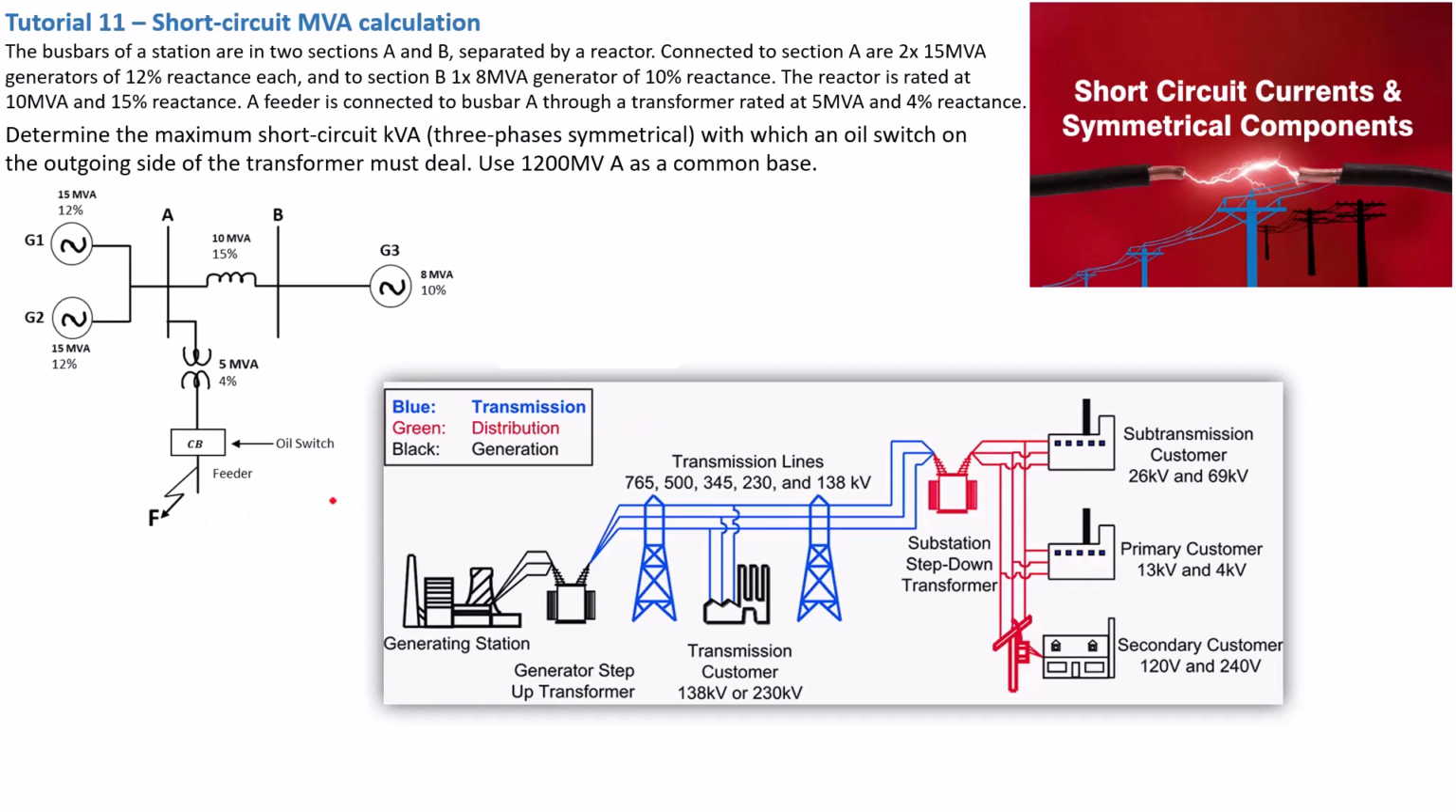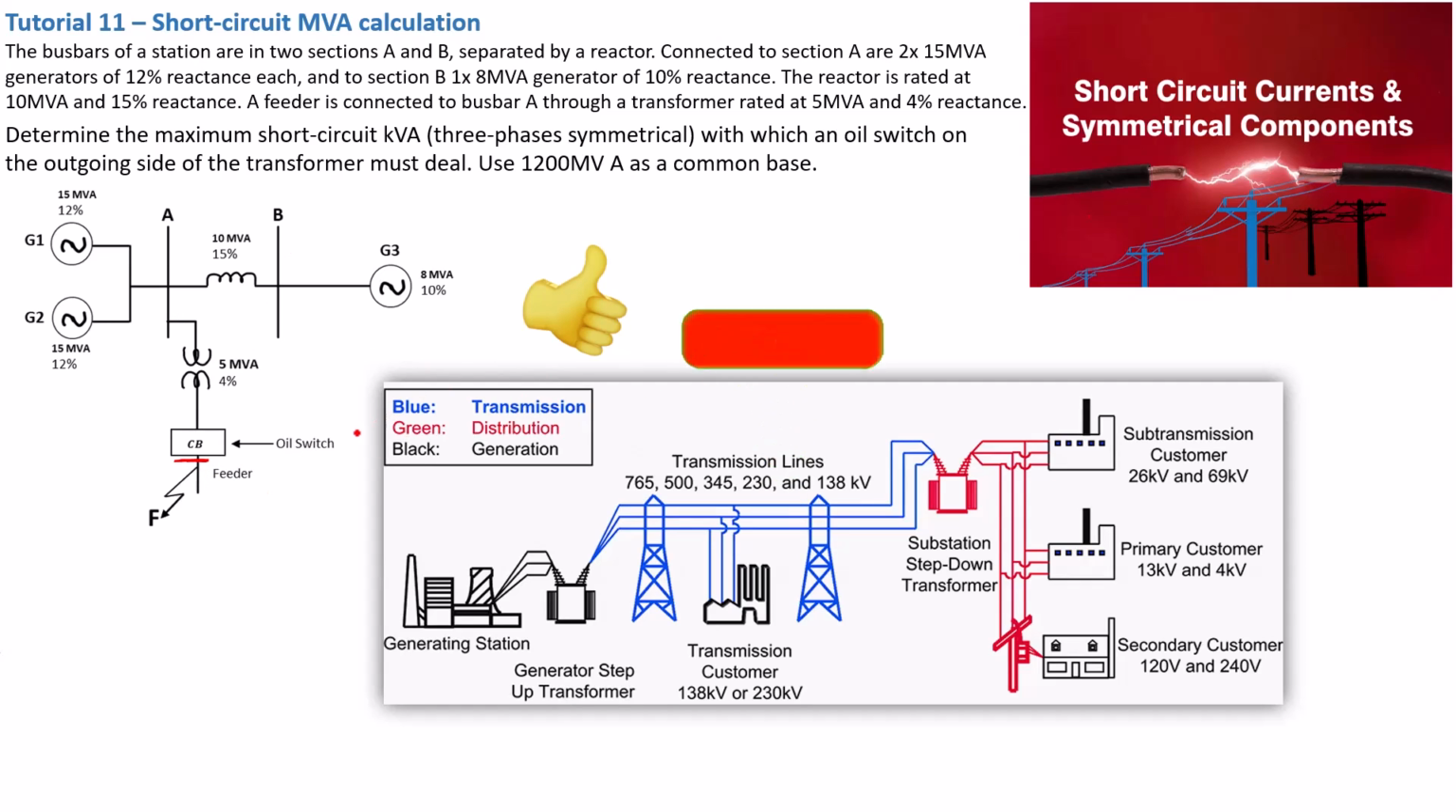So in this tutorial, we're going to look at this circuit breaker, right? This is a circuit breaker and obviously there is a fault here just after the circuit breaker. Through the calculation in this tutorial, we're going to determine the amount of fault that this circuit breaker is going to be dealing with. How much fault must this circuit breaker interrupt to protect this entire installation here?